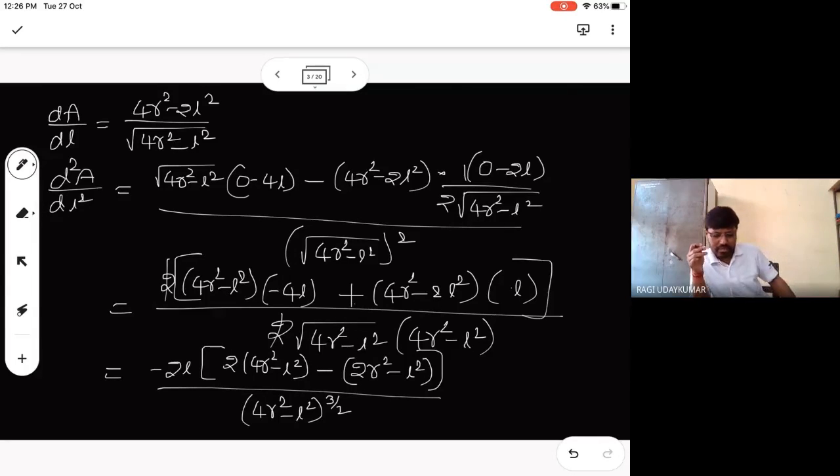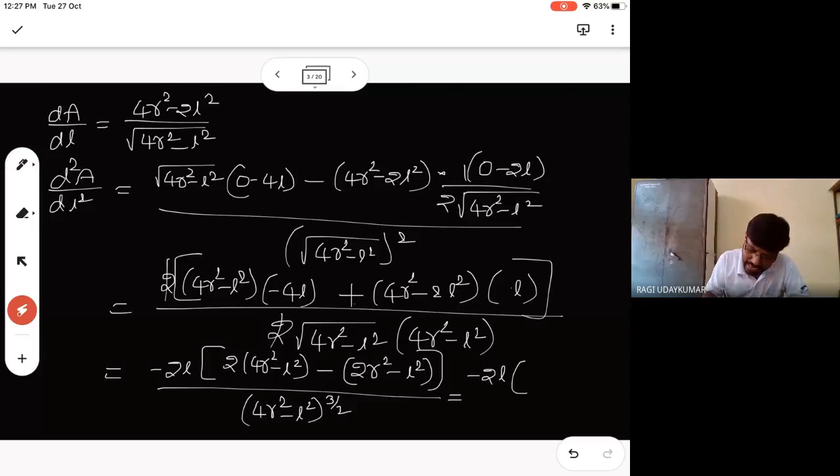So inside the brackets what you are going to get is 8R square minus 2L square, 8R square minus 2R square. I am writing it directly here because if I go to the next page the length will increase. Here 8R square, and here 2R square. Subtracting both, 8R square minus 2R square is equal to 6R square. So 6R square.